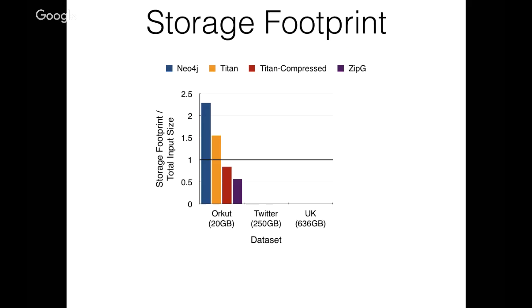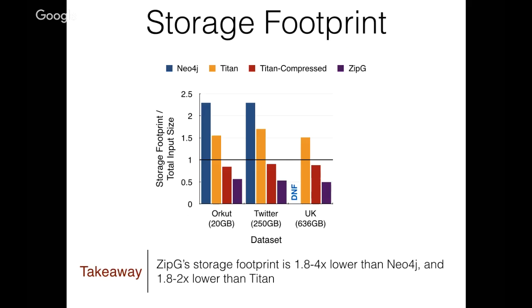Now, Titan also supports compression using traditional block compression schemes like LZ4, and using this compression, it can achieve a storage footprint that is smaller than the input graph size, but this comes at a cost to performance, as we'll see in the subsequent slide. And finally, ZipG achieves the smallest footprint because of its compressed representation. Now, as we increase the data set size, we observe that the storage footprint trends are almost identical to the smallest data set size, except for the largest data set where Neo4j is unable to load the data even after 48 hours of loading. So the main takeaway here is that ZipG is able to achieve a storage footprint that is much lower than the compared systems, and this is mainly because of its compressed representation of the graph.